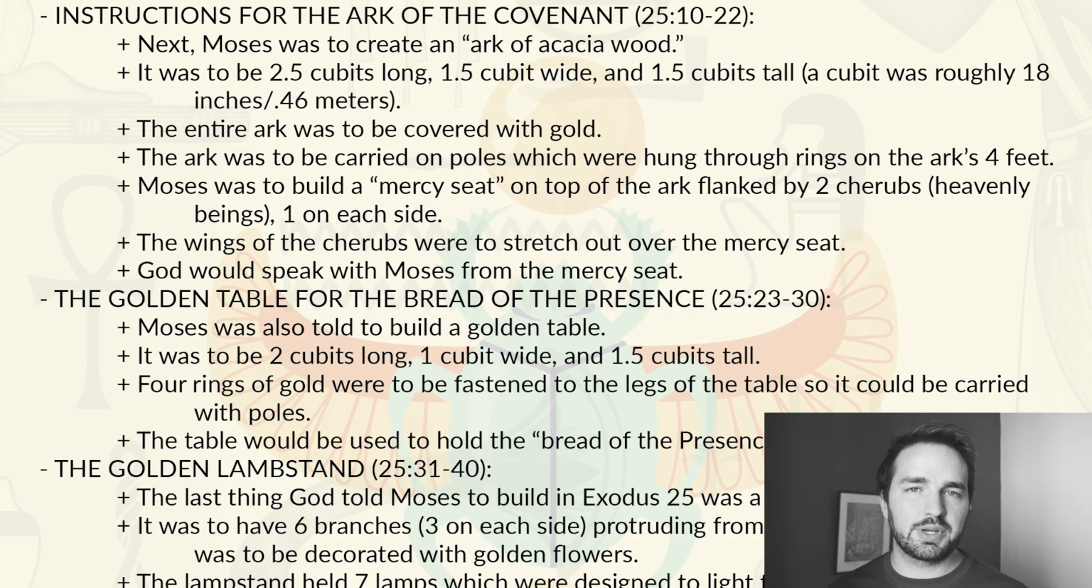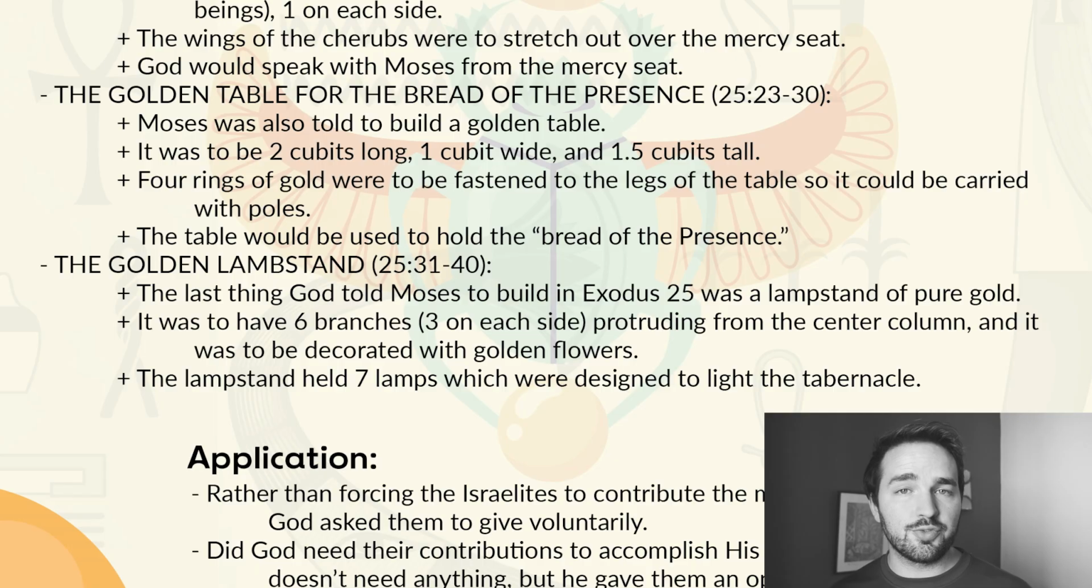Something else that was going to go into the tabernacle was the golden table for the bread of the presence, and its dimensions are described in verses 23 through 30. Moses was supposed to build this golden table, 2 cubits long, 1 cubit wide, and 1.5 cubits tall. And near the legs of this table, there were supposed to be rings, like with the Ark of the Covenant, and it was to be carried on poles of acacia wood that were overlaid with gold. And this table was special because it was going to be used to hold something called the bread of the presence.